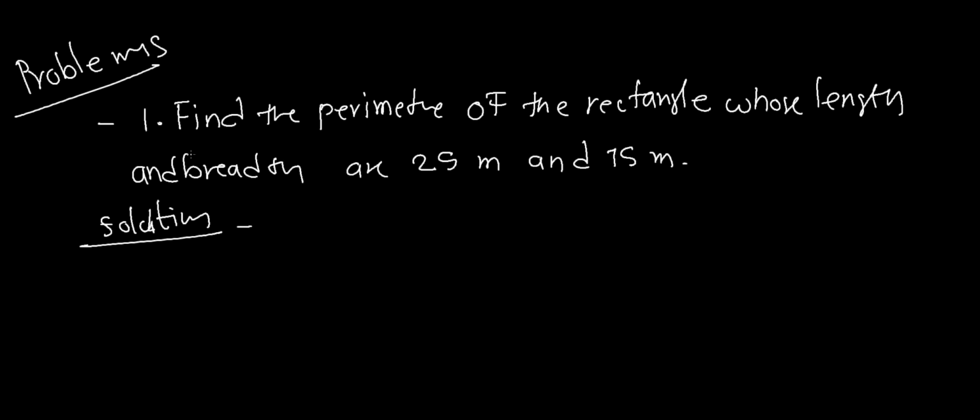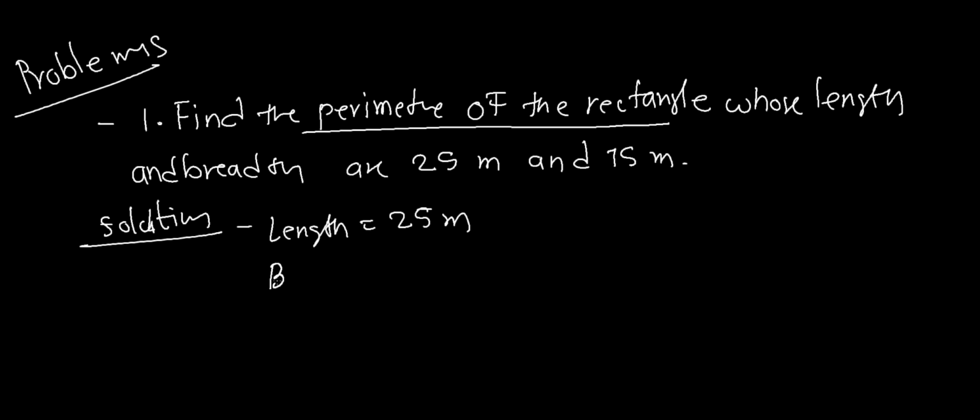What they have asked: find the perimeter of the rectangle whose length and breadth are given as 25 meter and 15 meters. So length is equal to 25 meter and breadth equals 15 meter. We have learned the perimeter has a formula. So what is the formula for the perimeter of the rectangle?